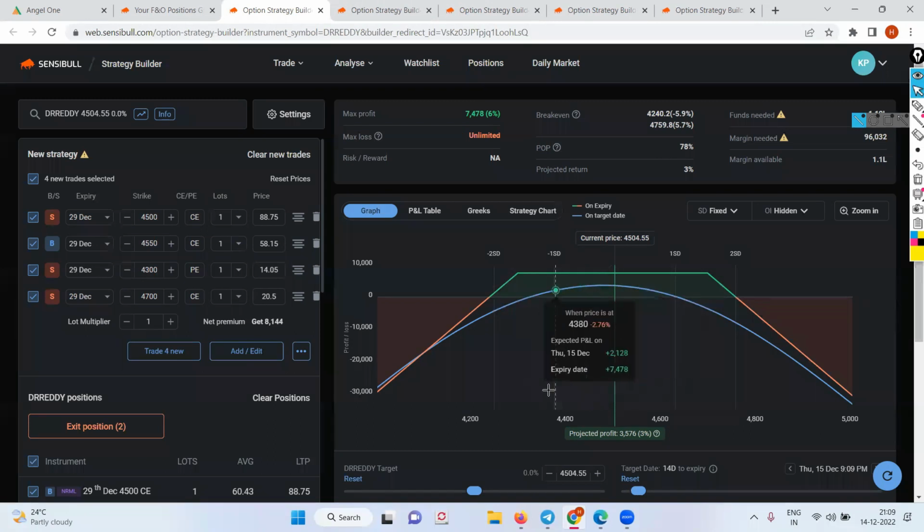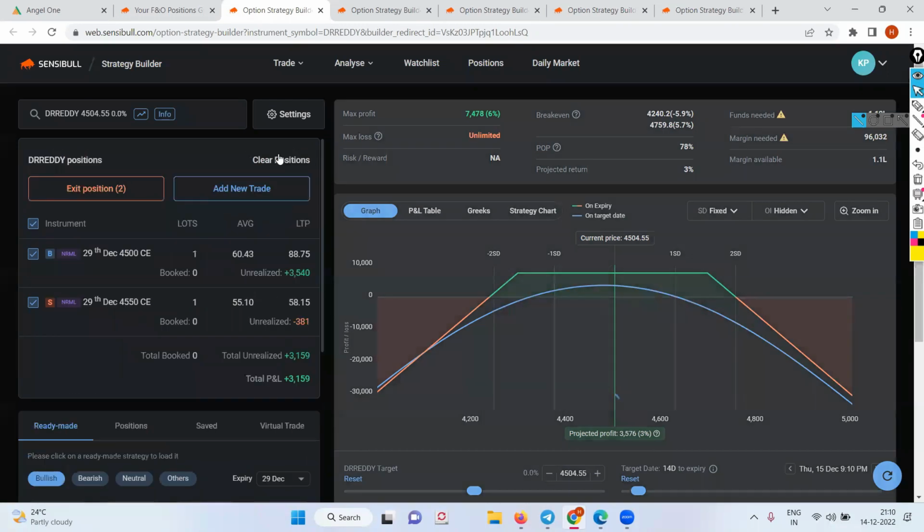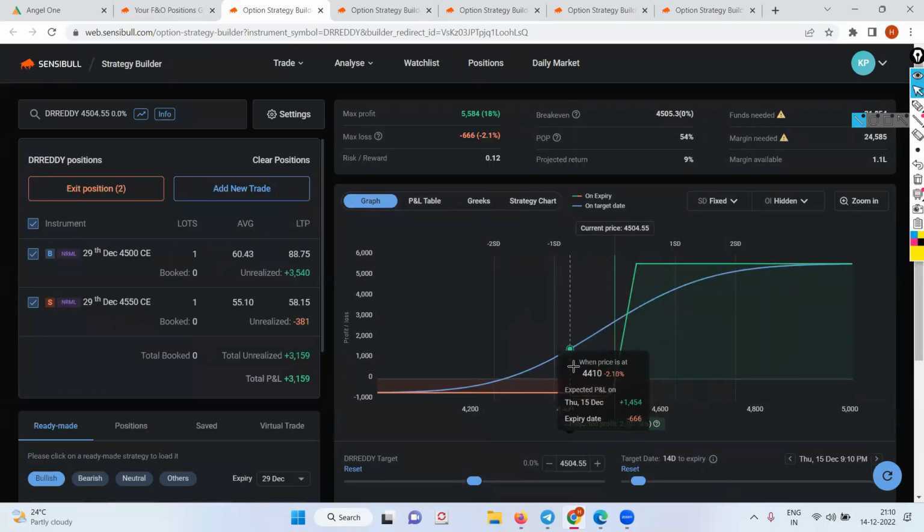Okay. Now, this is a strangle conversion. Now, again, I'll delete this. You have seen how to convert this to strangle. Now, I'll reset. Now, again, I'm back to my debit spread. Now, what other people might have done is, let me show you, right?